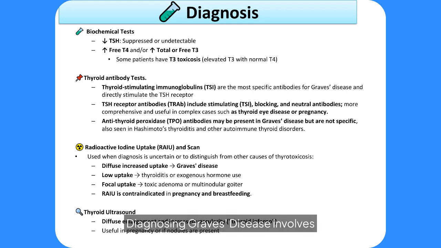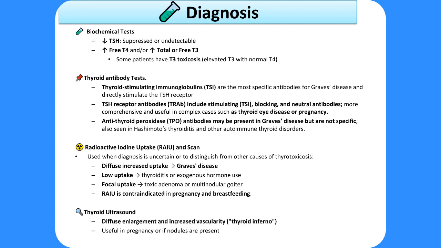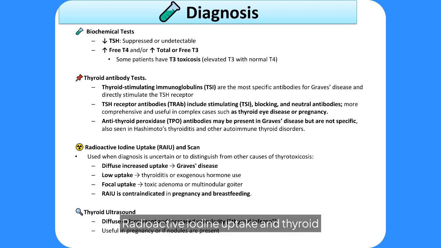The diagnostic workup begins with suppressed TSH and elevated free T4 and/or T3, though some cases exhibit isolated T3 elevation in T3 toxicosis. Serologic confirmation involves detecting TSIs, which are highly specific, or TRAb, which encompass stimulating, blocking, and neutral antibodies. Anti-TPO antibodies may be present but lack specificity.